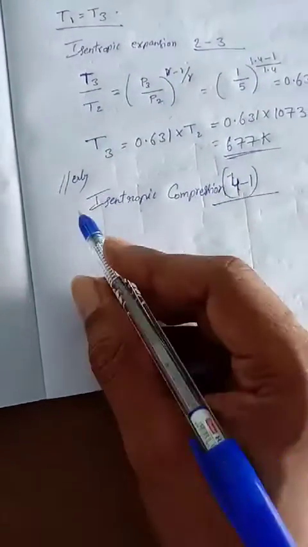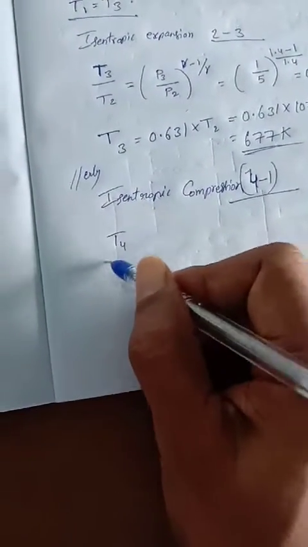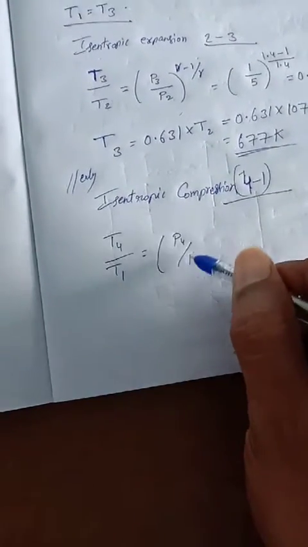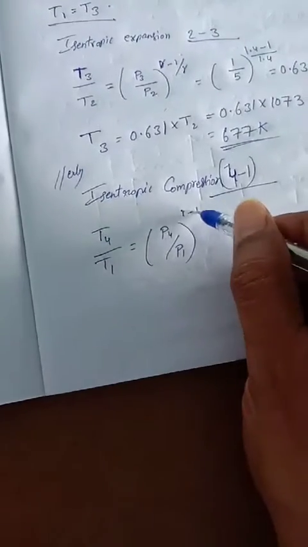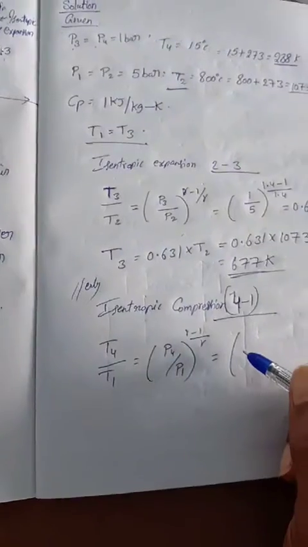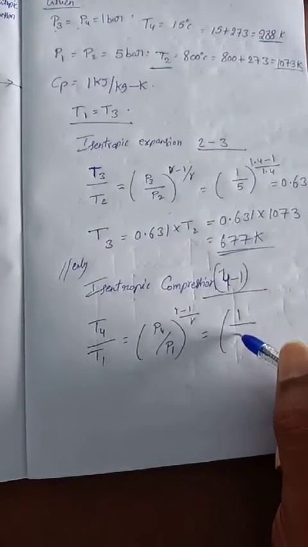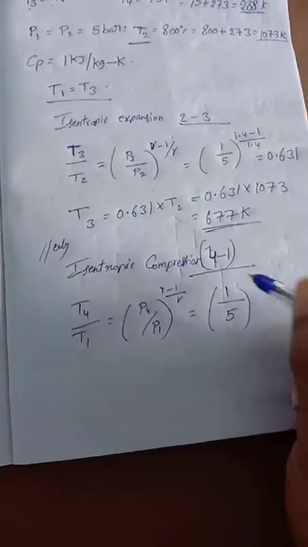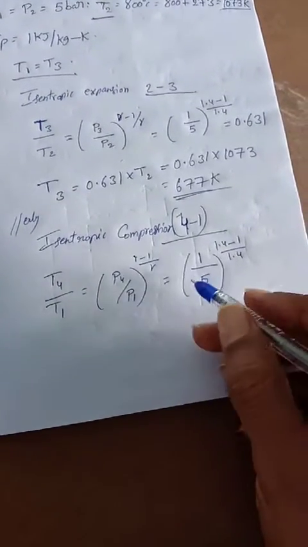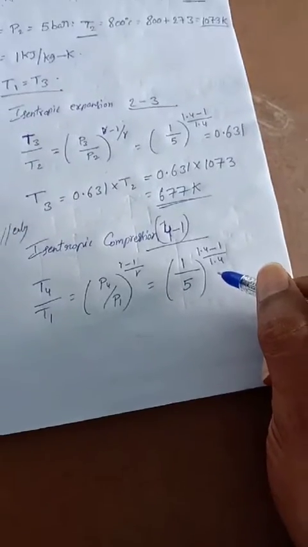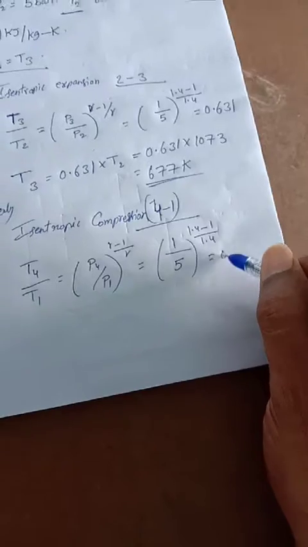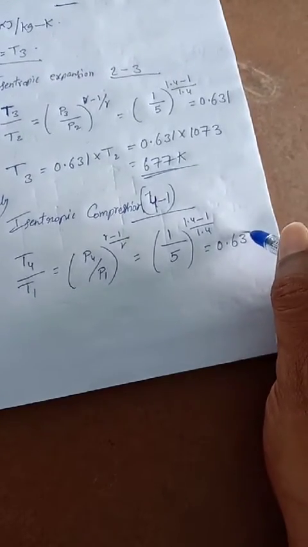So what happened? T4 by T1 is equal to P4 by P1 to the power gamma minus 1 by gamma. P4 is equal to 1 and P1 is equal to 5, so 1.4 minus 1 by 1.4. Okay, you can solve this one, and you will get the answer 0.631.